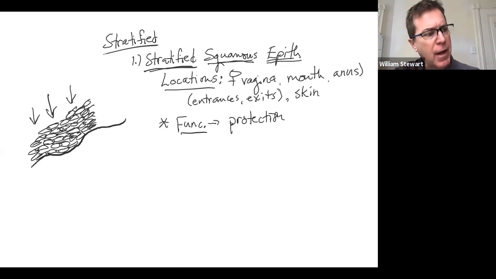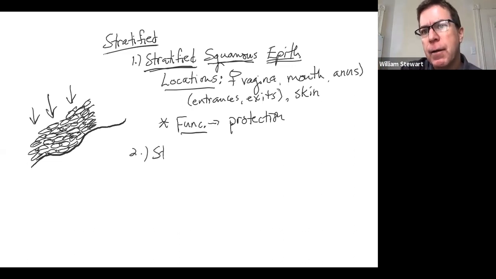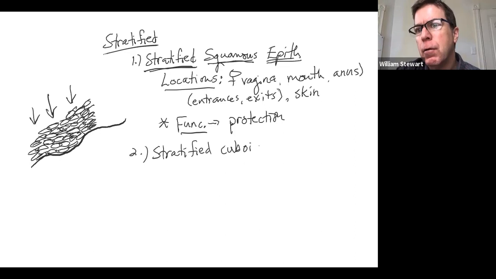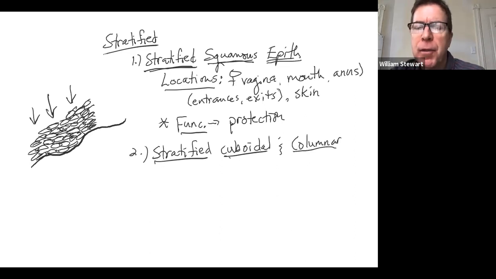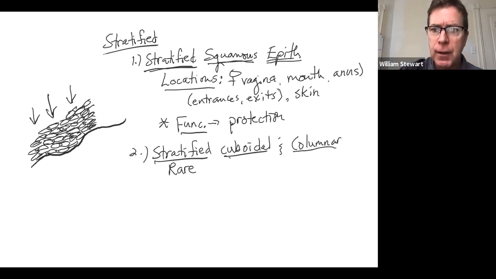Next on the list, stratified cuboidal. I'm going to combine these two together. Stratified cuboidal and columnar. Not just to save time, but also because these are relatively rare. Up until now, the epithelial tissues that I've specifically covered are usually quite common, and they're found in multiple locations, as we've already noted. So I'm just going to write the word rare. We don't find either of these types of tissues very often in the human body. They're not common.